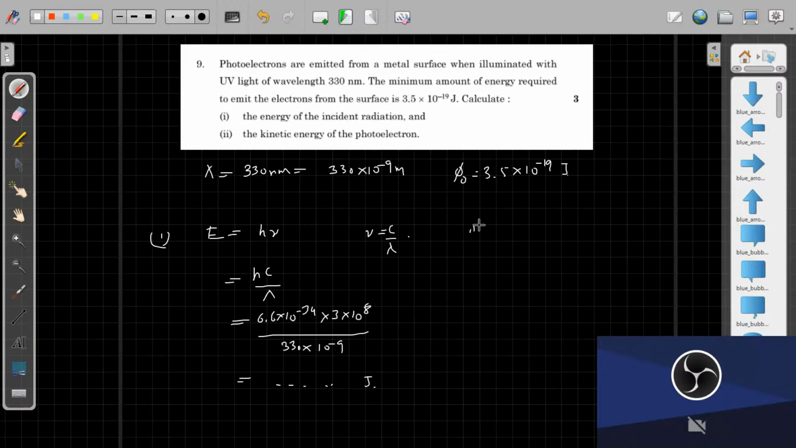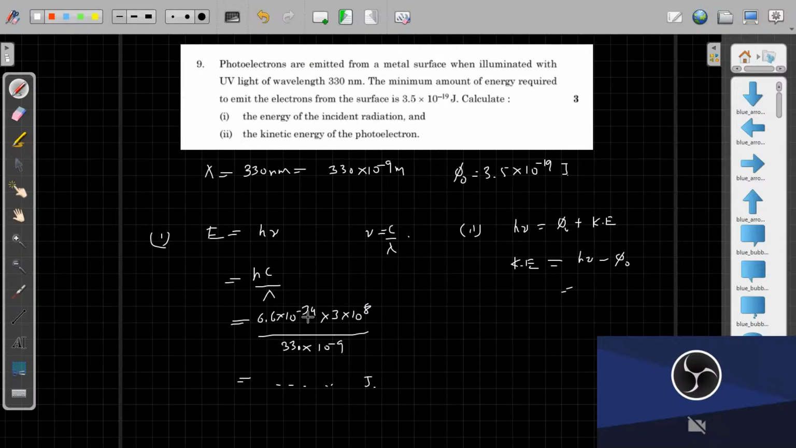Now for the second one, the kinetic energy of the photoelectron. From Einstein's photoelectric equation, what do I know? h nu is equal to phi naught plus kinetic energy. We need to find kinetic energy, so kinetic energy must equal h nu minus phi 0. h nu is the incident energy, whatever we get here.